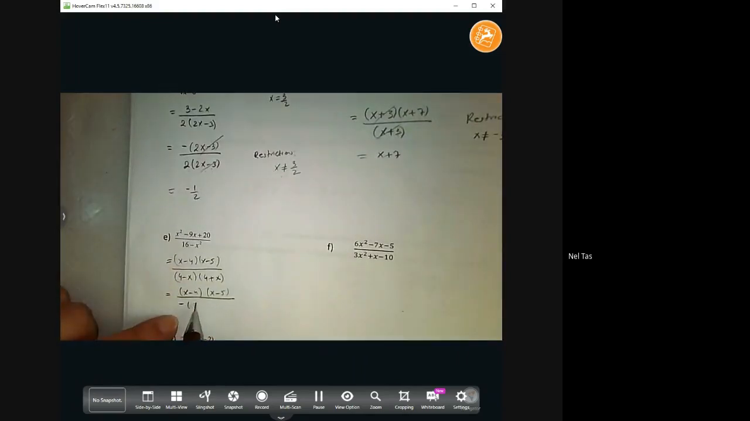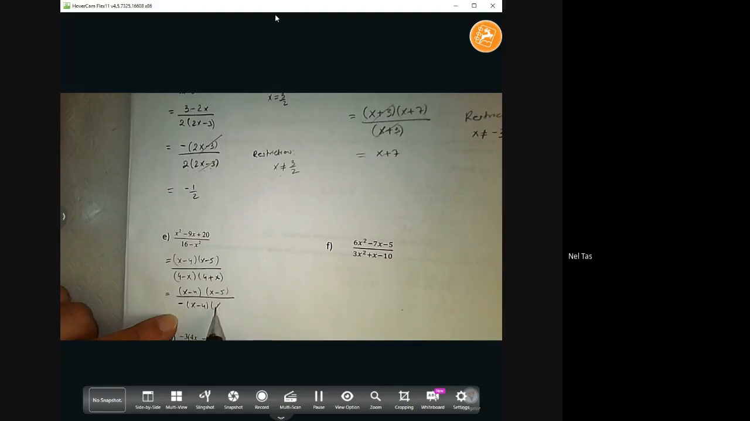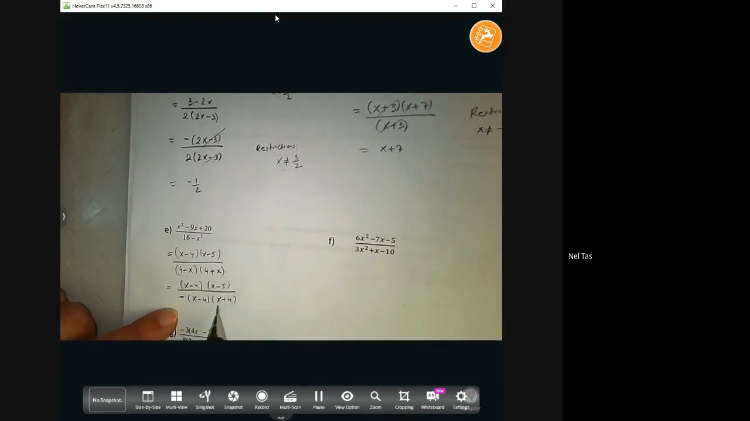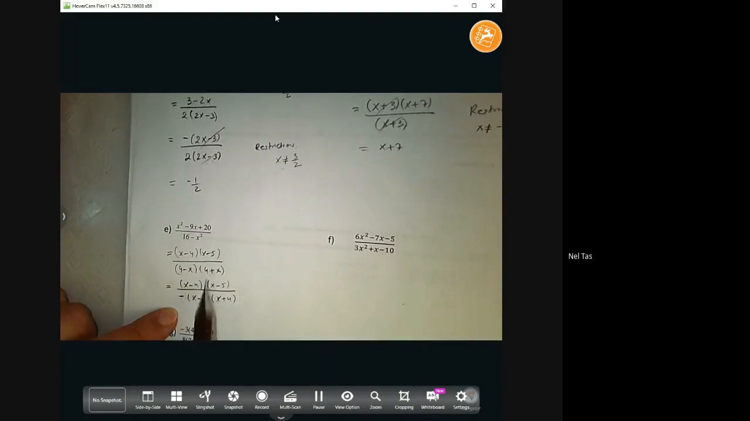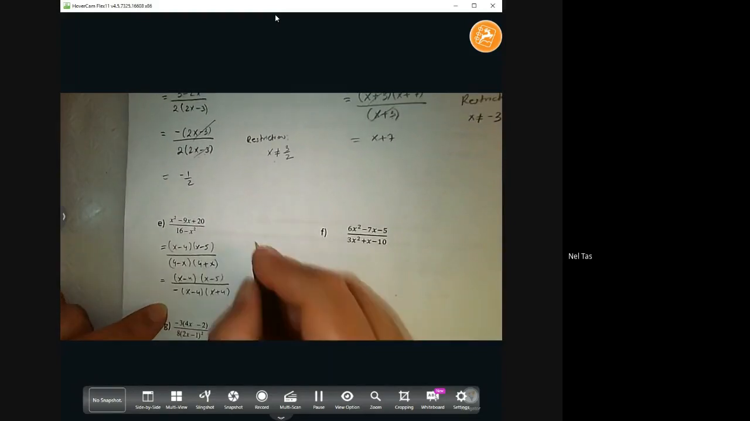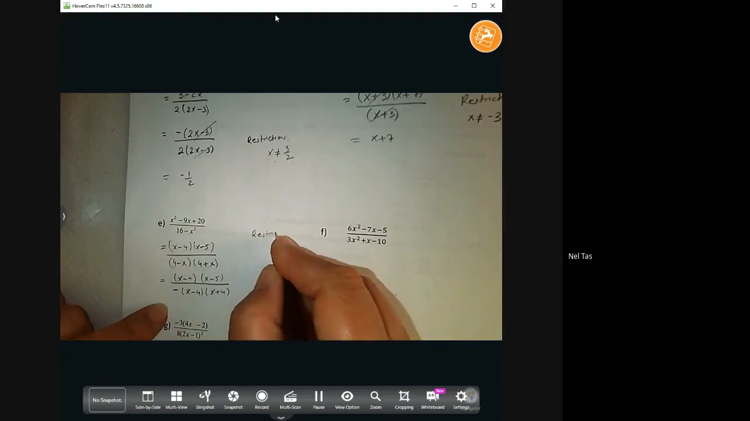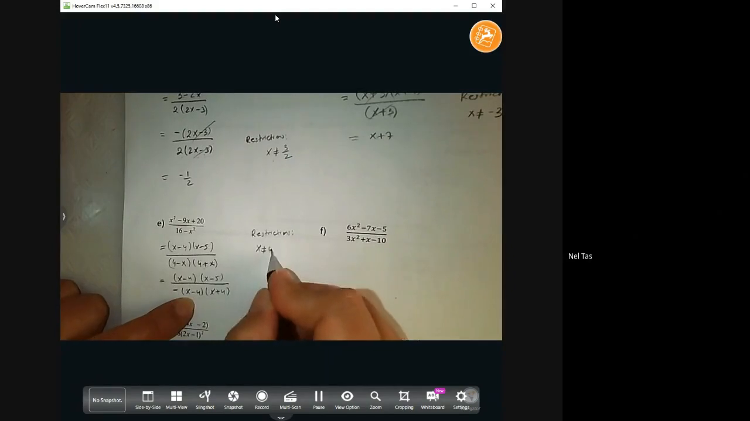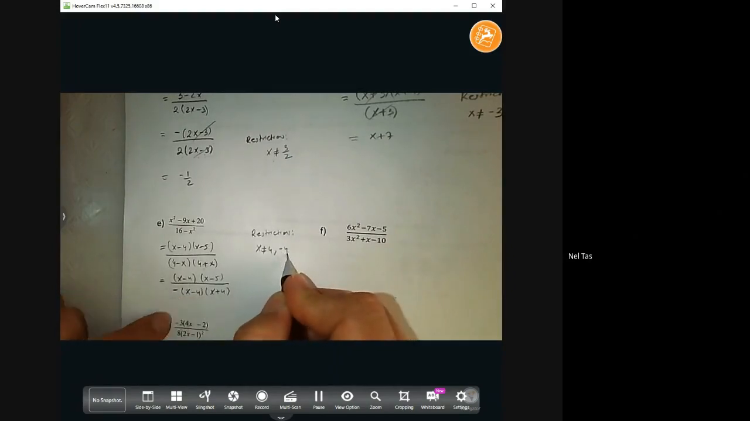So I'm going to factor a negative from the denominator. So you get x minus 4, and that is x plus 4 or 4 plus x, doesn't matter. The order of those doesn't matter. Okay, so now you can write the restrictions. So x cannot be 4 and x cannot be negative 4.